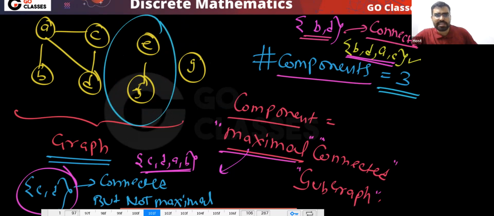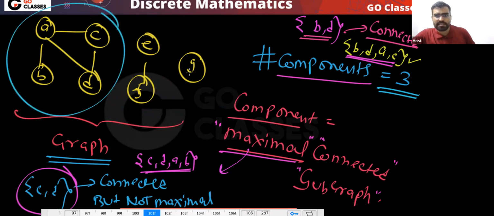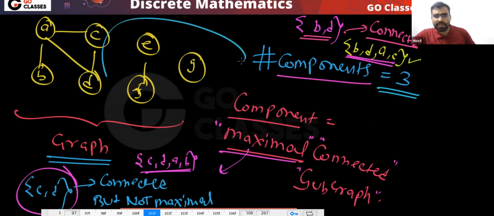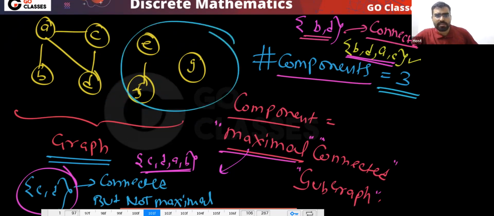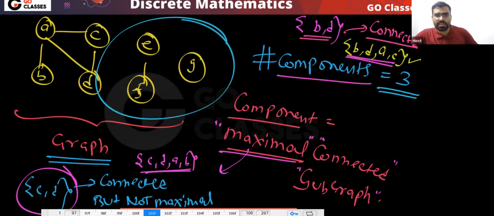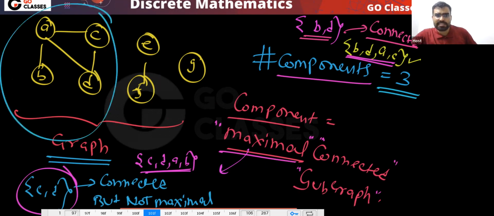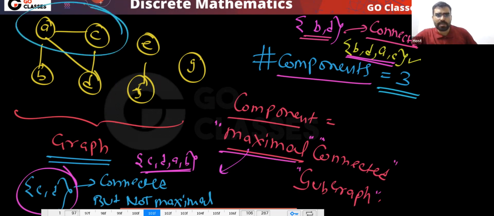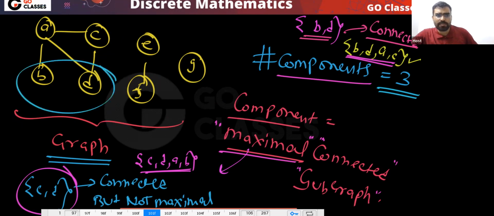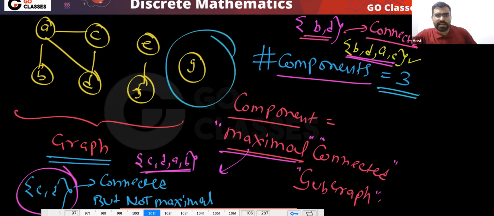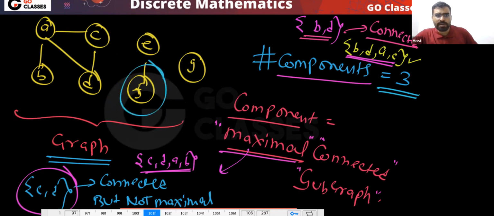For example, the maximal I can select is this. But if I do this, can I select like this? No, they are not connected. Can I select like this? They are not connected. Can I select like this? Yes, this is connected, but this is not maximal. This is connected and maximal. This is not connected. This is connected but not maximal. This is connected and maximal. Now is it clear?